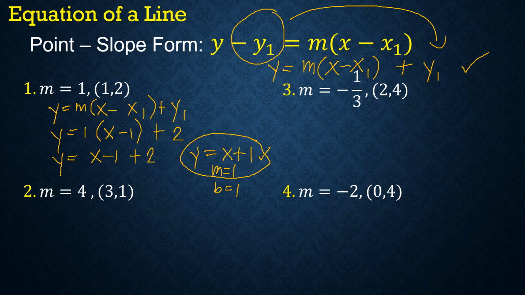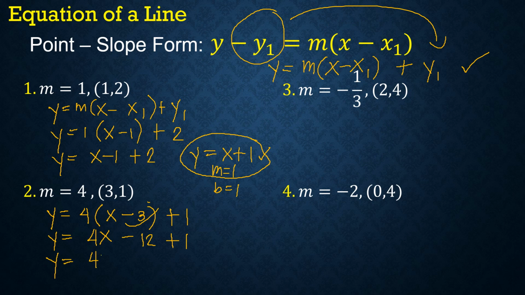Another, number 2, the slope is 4 and we have a point with coordinates 3 and 1. So substitute, slope is 4, multiply that to the quantity x minus the x-coordinate which is 3, add that to the y-coordinate which is 1. Distribute, so we have 4 times x, 4x, 4 times negative 3 is negative 12, copy 1. Combine like terms, we have 4x minus 11. So this will be our final answer in slope-intercept form, wherein the slope is 4 as proven, and the y-intercept is negative 11.